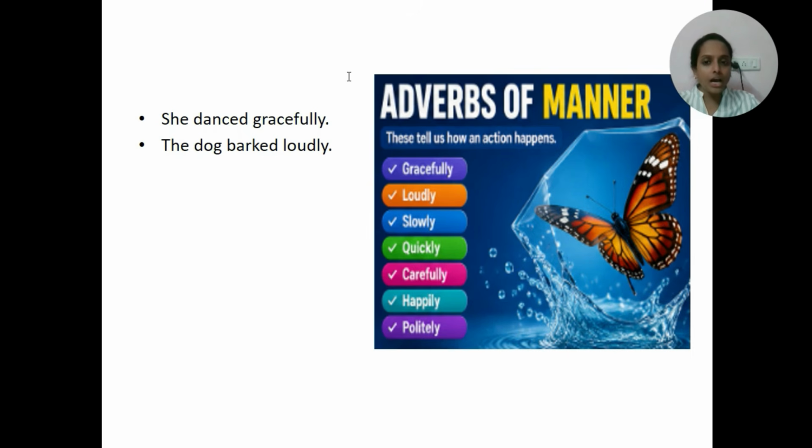The first one is adverbs of manner. So these adverbs tell us how an action happens. Example, she danced gracefully. So for this, how did she dance? Gracefully, right? So gracefully is an adverb of manner because it explains how she danced, right? The question how. And the dog barked loudly. How did the dog bark? Loudly. So loudly describes the manner of barking. And more examples like slowly, quickly, carefully, happily, politely. Got it? So these are some of the examples for adverbs of manner.